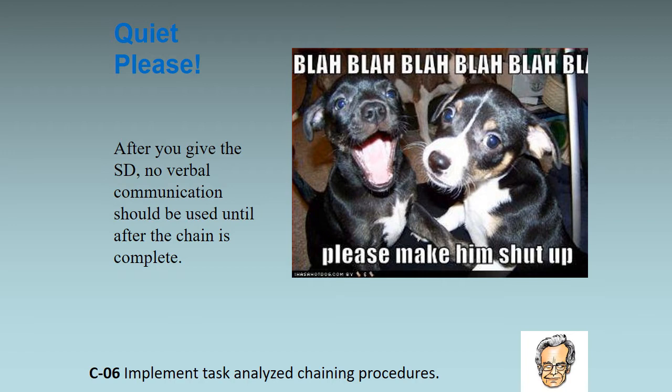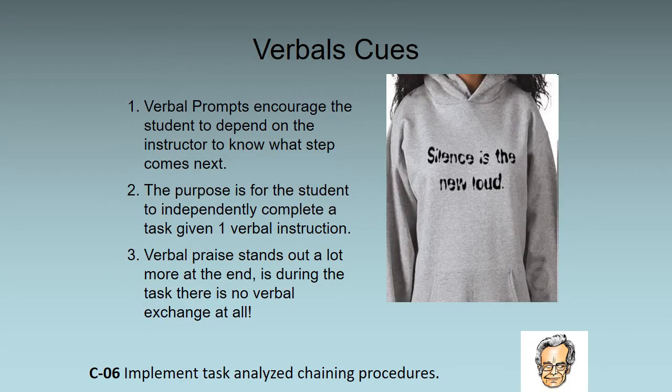But for forward and backward chaining, after you give that initial SD, no verbal communication should be used. Why is that? Well, because verbal cues or verbal prompts will encourage the student to depend on that instructor to know what the next step is. We don't want that to happen. Okay? We want the actual step, the completion of the step, to be the SD for the next step, not a verbal cue. Okay? So we want to make sure there's no verbal exchanges going on.